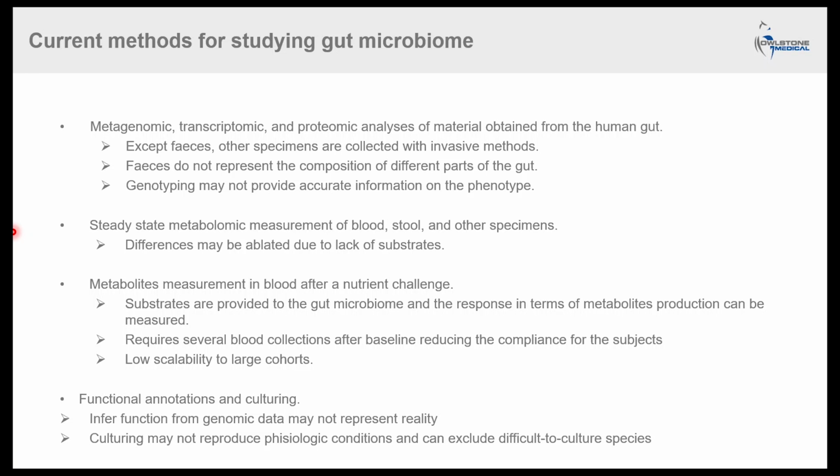And of course, all of this reduces the scalability to large cohorts for a better characterization of this kind of responses with chronic liver diseases association, and also for follow-up effects on diseases progression. Other methods are functional annotations and culturing. So inferred function from the genomic data may not represent reality, and culturing may not reproduce physiologic conditions and can exclude difficult to culture species.